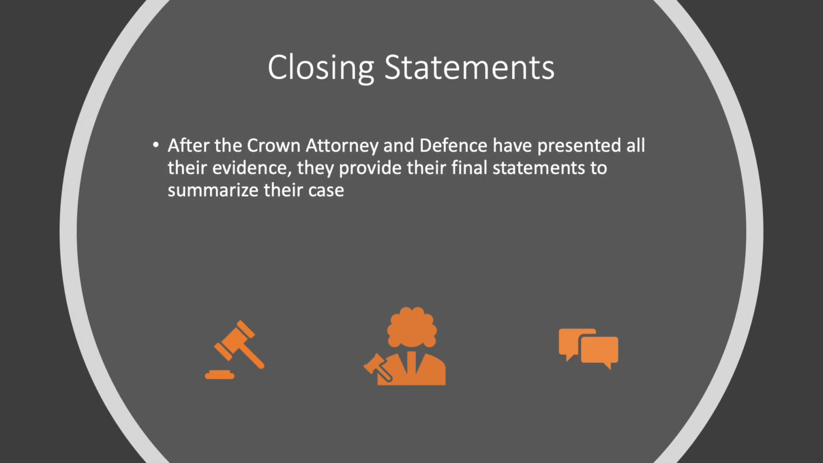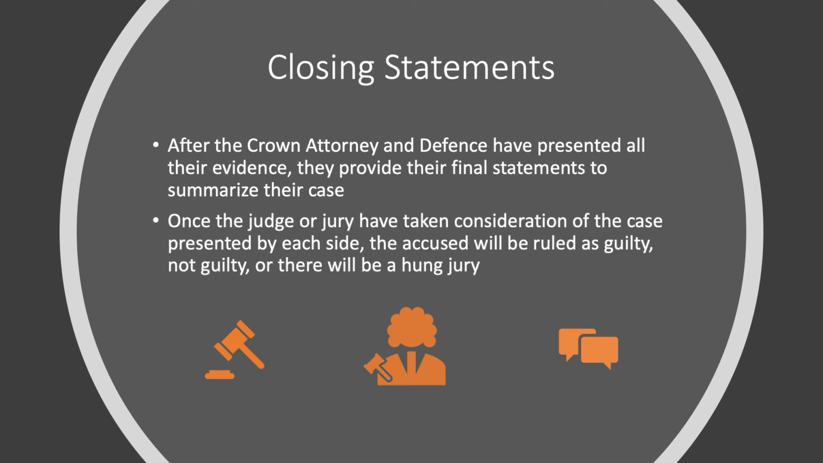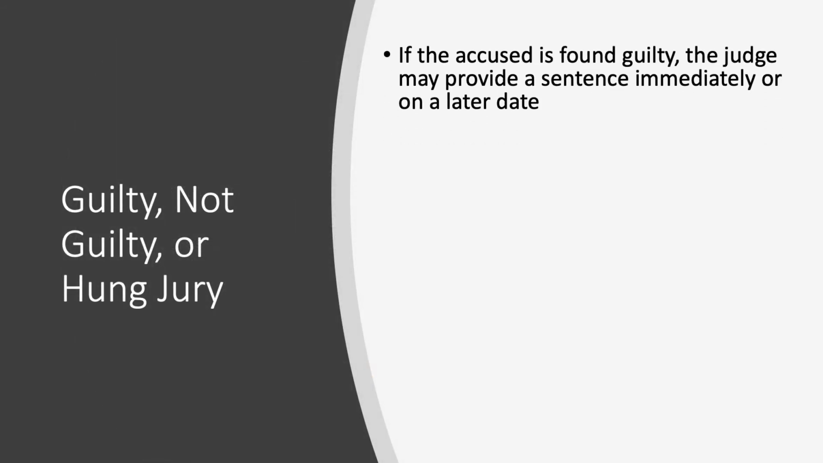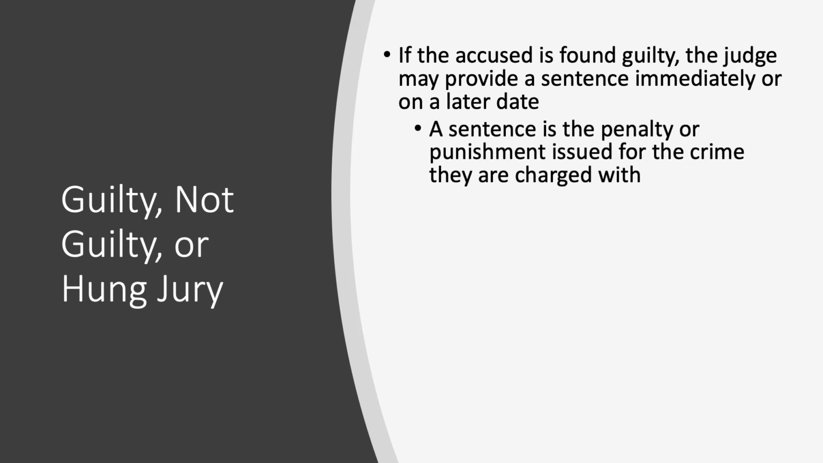After the Crown Attorney and defense have presented all their evidence, they provide their final statements to summarize their case. Once the judge or jury have taken consideration of the case presented by each side, the accused will be ruled as guilty, not guilty, or there will be a hung jury. If the accused is found guilty, the judge may provide a sentence immediately or on a later date. A sentence is the penalty or punishment issued for the crime they are charged with.